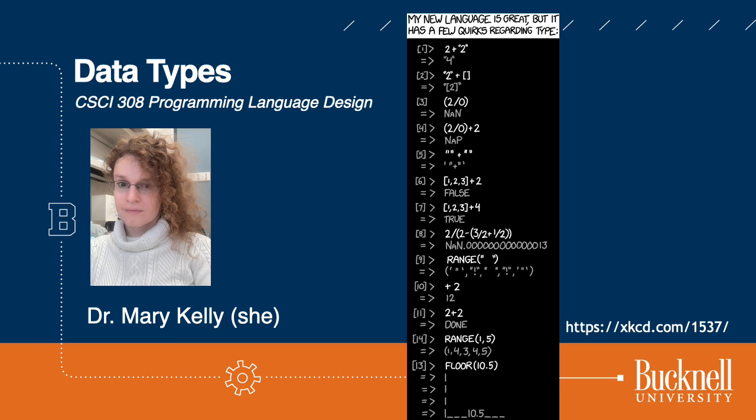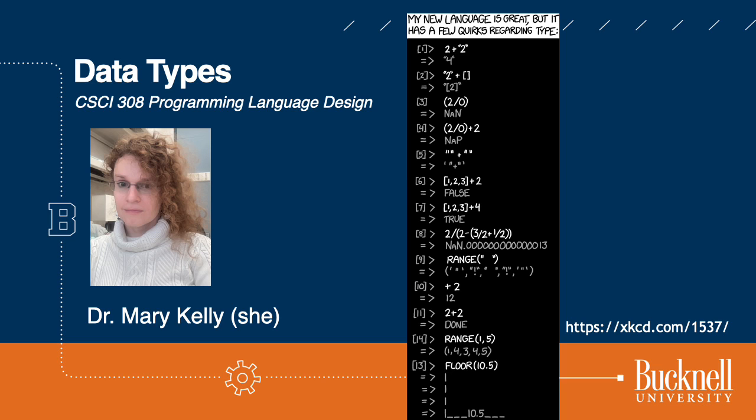In this language, if you try typing in "2 plus 2" in quotation marks, you get "4" in quotation marks. Well, that makes a certain amount of sense. You also get, if you do "2" in quotation marks plus empty square brackets, "2" in square brackets in quotation marks. All right, that's a bit odd. 2 divided by 0 is NaN, or not a number. Well, that makes sense. But 2 divided by 0 plus 2 is NAP.